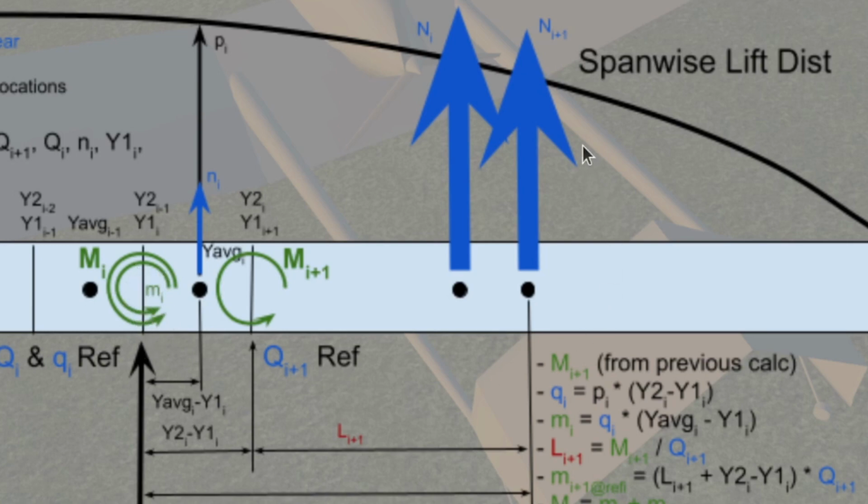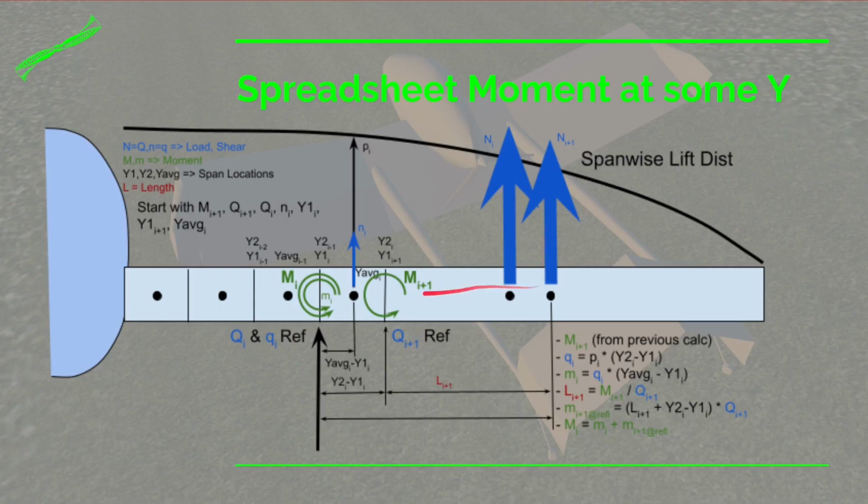What we would like to do is take this moment that we calculated out here at this reference and change its reference to this same location. We can then take that moment, add it to our local moment, and that will give our total moment at that location. Now for calculating our local moment, we already have all that information when we did the shear. We know the distance from Y1 to Y average, and we know the local lift. That one's easy. The harder part is doing that reference change for what we've already calculated out here.